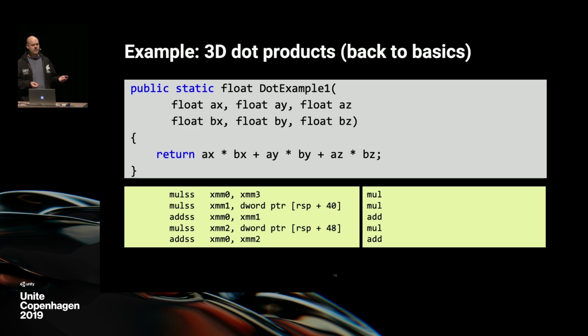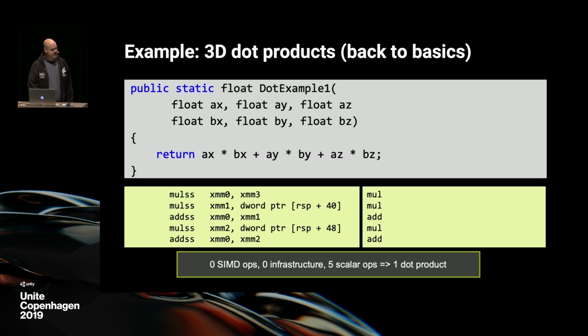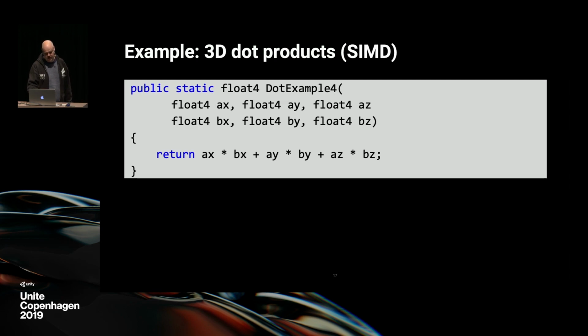So why is that different? Well, you see that this has no cross-vertical mismatching. It's doing what you expect it would do. So we have no SIMD ops, no infrastructure, and 5 scalar ops, right? Just like you would have in C or whatever back in the day.